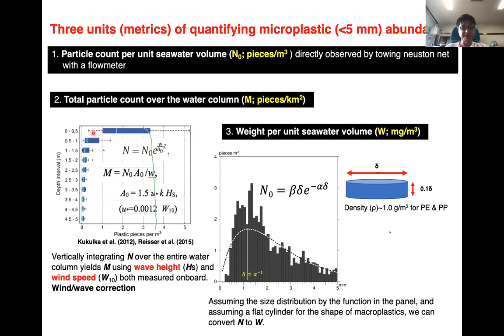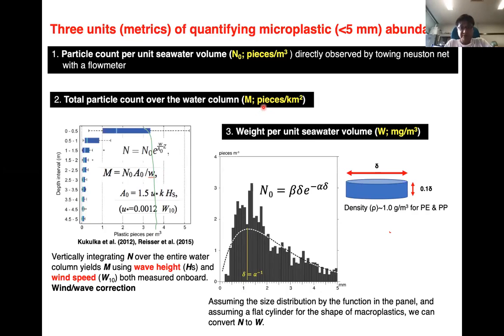M is the vertically integrated particle count, the total particle count in the entire water column. So this is independent of the oceanic turbulence because this is a vertical integration. It is used, for example, as pieces per square kilometer. So we can recognize this as a standardized concentration of the microplastic, from which the influence of wave and wind, the ocean turbulence, has already been removed.